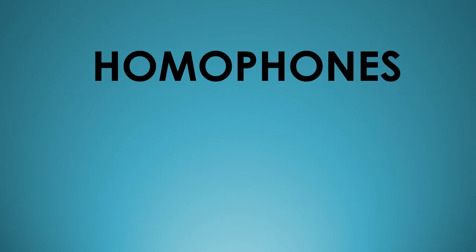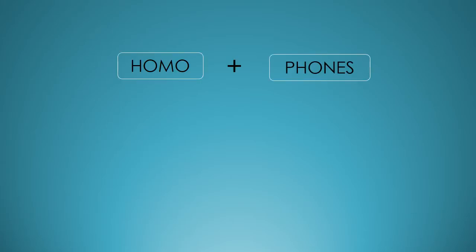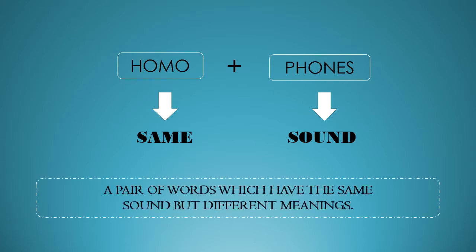Today we will revise the next chapter of English grammar, that is homophones. Let us see what it stands for. Here homo means same and phones means sound. So what are homophones? A pair of words which have the same sound but different meanings.